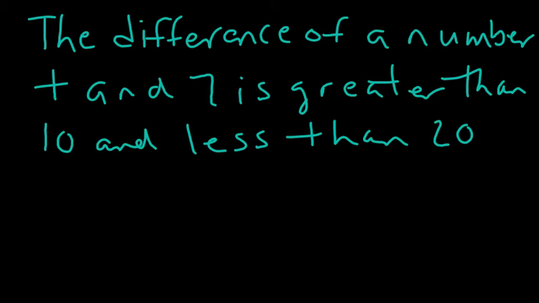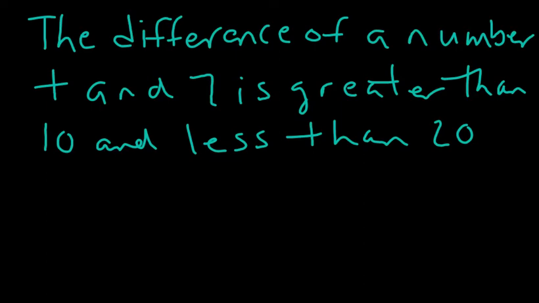Okay, let's try another one. The difference of a number t and 7 is greater than 10 and less than 20. Greater than 10 and less than 20. Remember that really weird special one we had in the examples on page 21? It said no less and no more. This one says greater than and less than. Anytime there's two things in there, that means it's the special one.